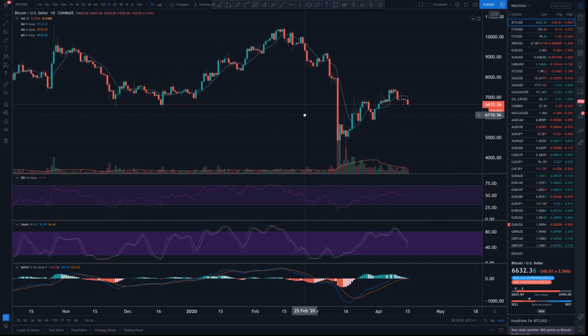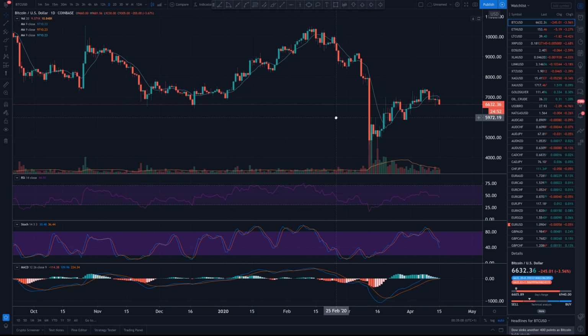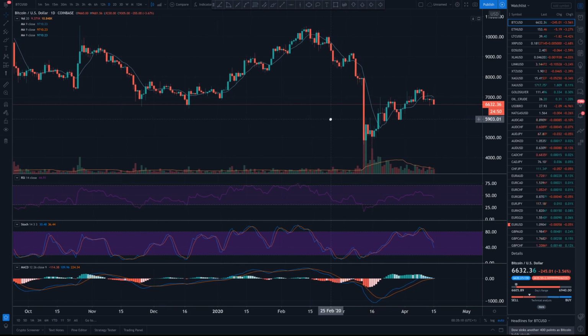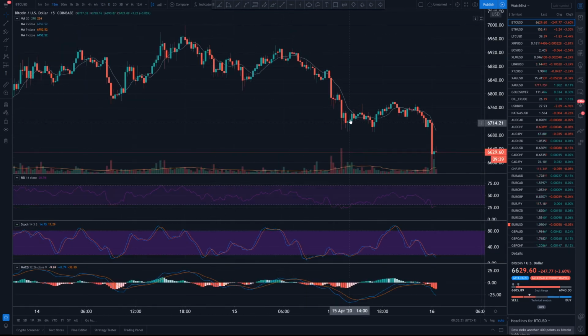Candles, what are they? They are the price open, low, high, and close in that 15-minute time span. If we're in the 15-minute, I apologize. In the 15-minute time span, every single one of these candles represents a 15-minute time span.